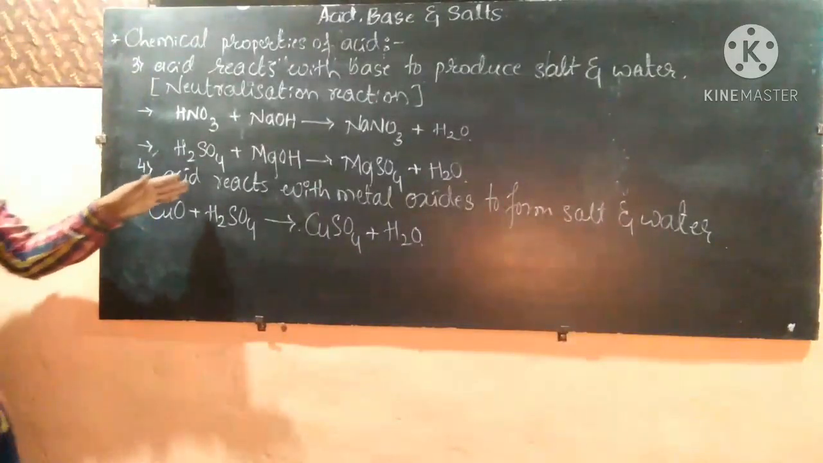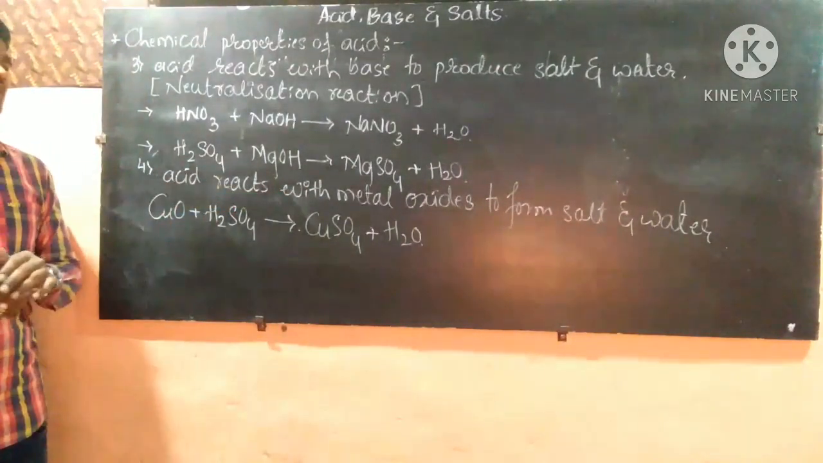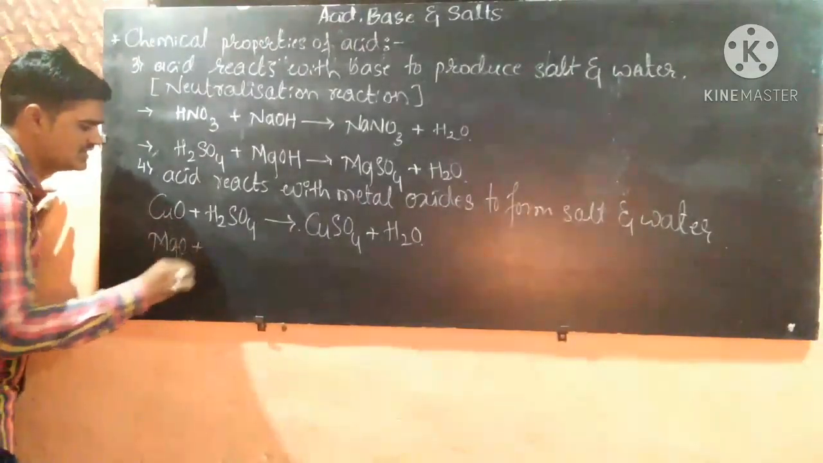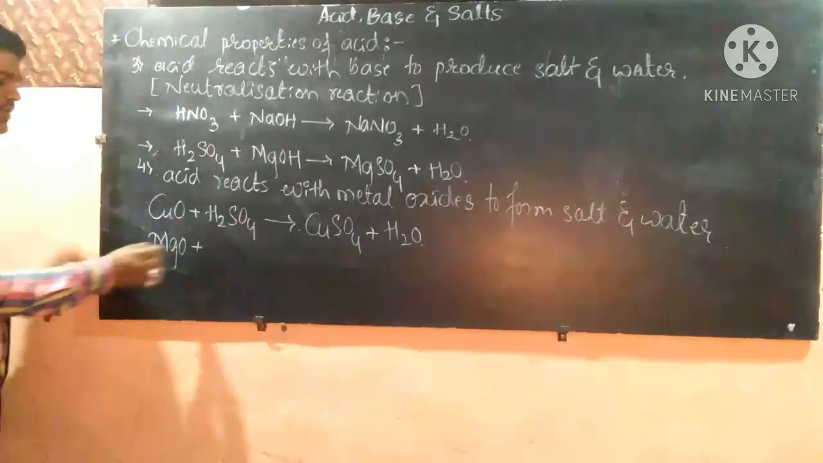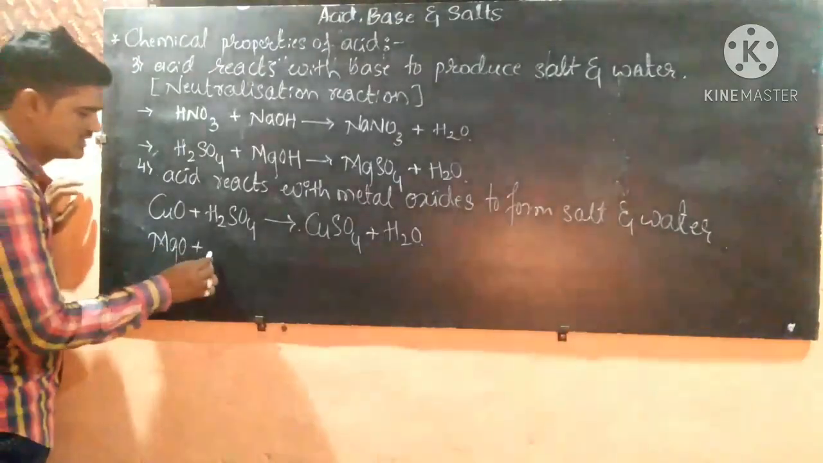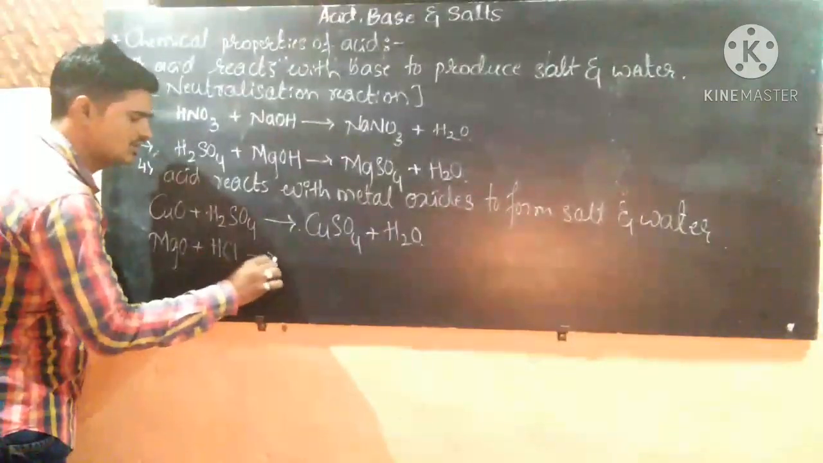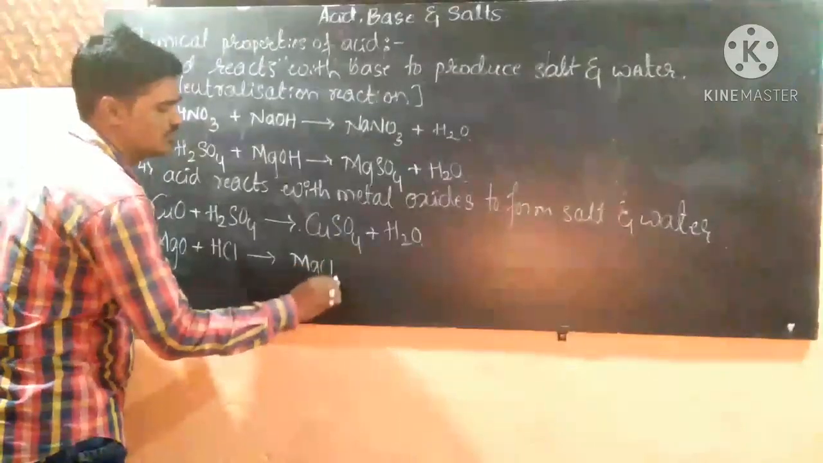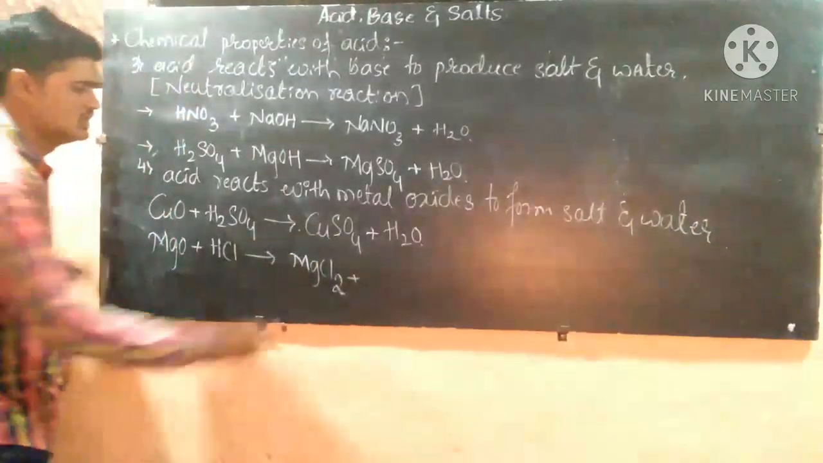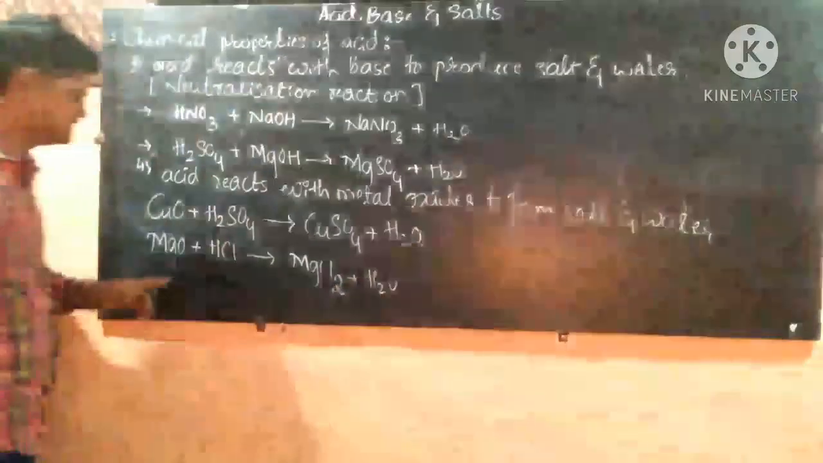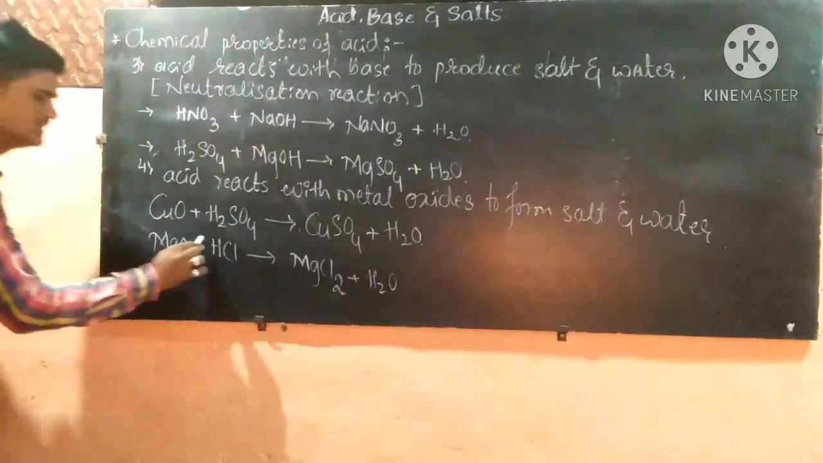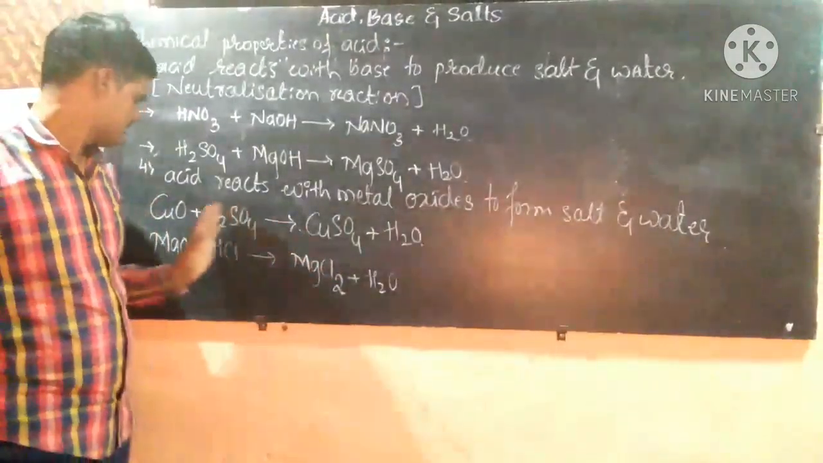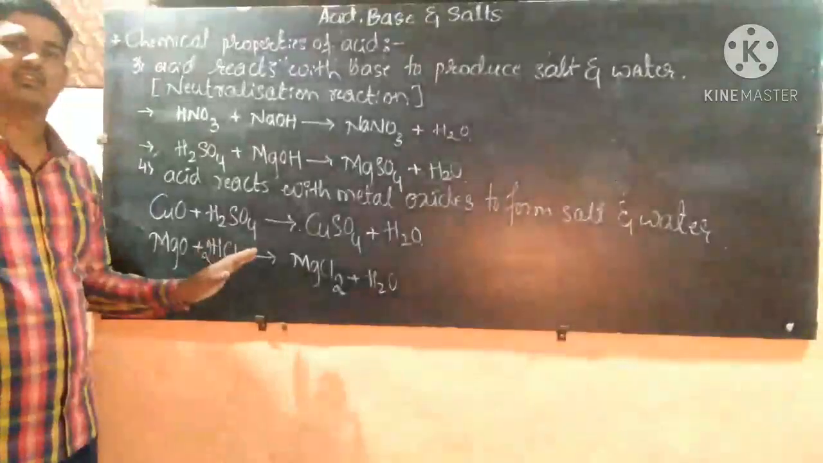Let's take another example for this reaction. Acid reacts with metal oxides to form salt and water, that is magnesium oxide. Magnesium is a metal and the oxide of that magnesium is magnesium oxide, and hydrochloric acid we will take. So the products formed are MgCl2, magnesium chloride, and water is released. So this is not a balanced chemical reaction. For this we have to multiply by 2 here. Then we will get the balanced chemical reaction of magnesium oxide and hydrochloric acid.